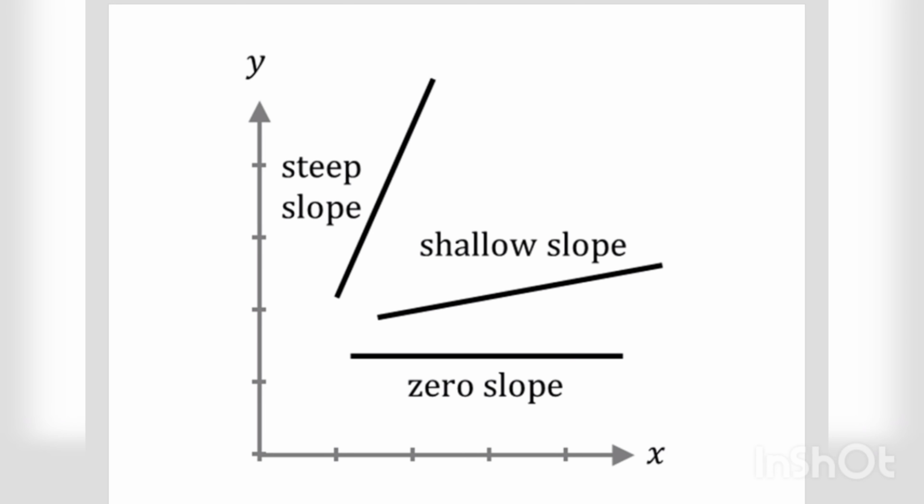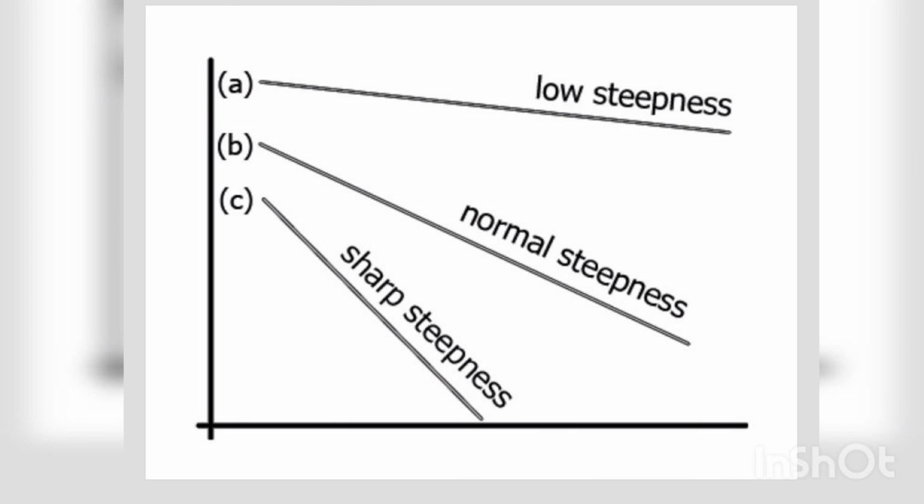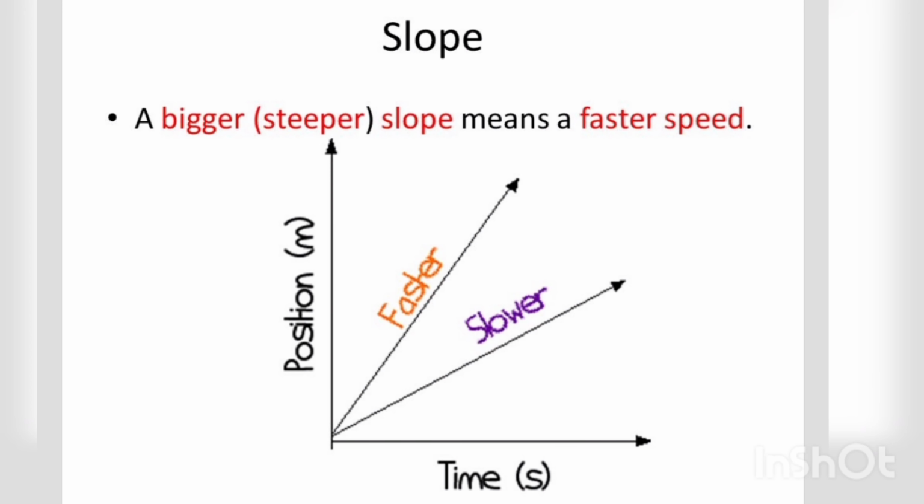Okay, so now I want you to quickly test yourself. If I give you three labels, steep, steeper, and steepest, can you label which one of these is steep, which one is steeper, and which one is steepest? You can pause the video and see if you can do that.